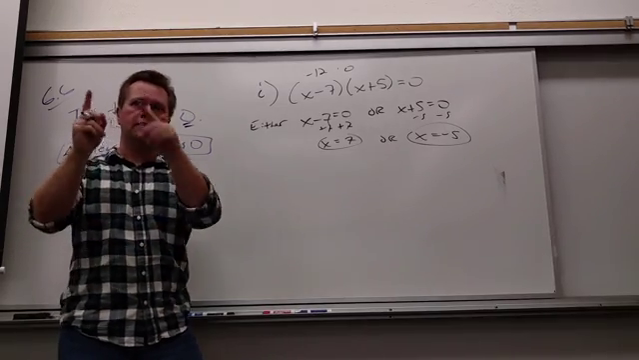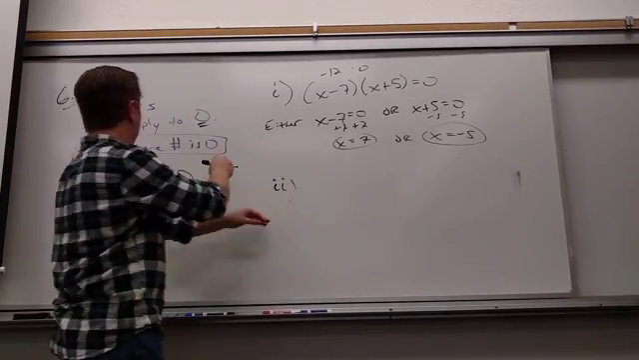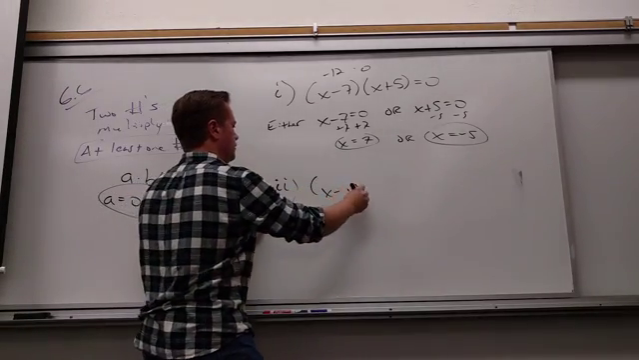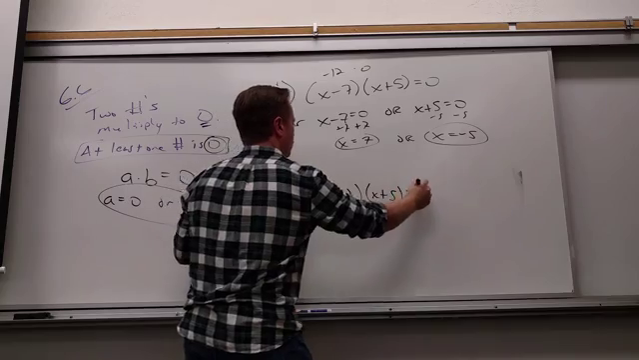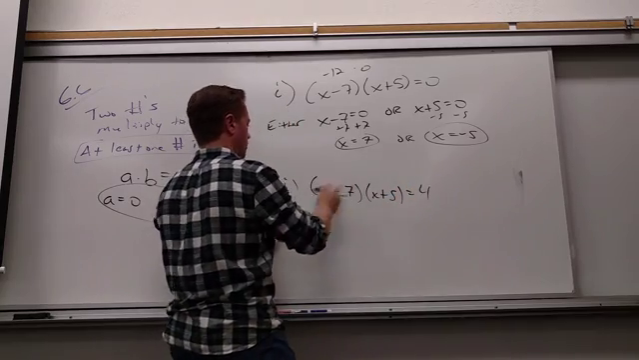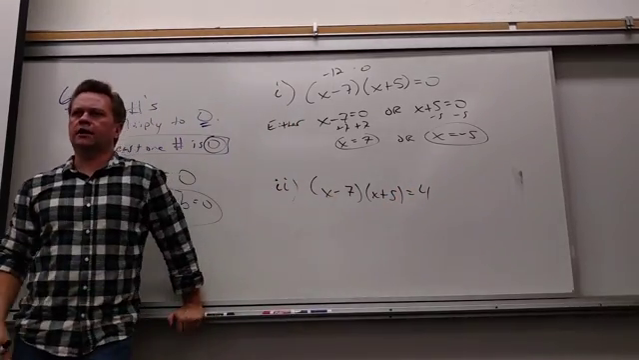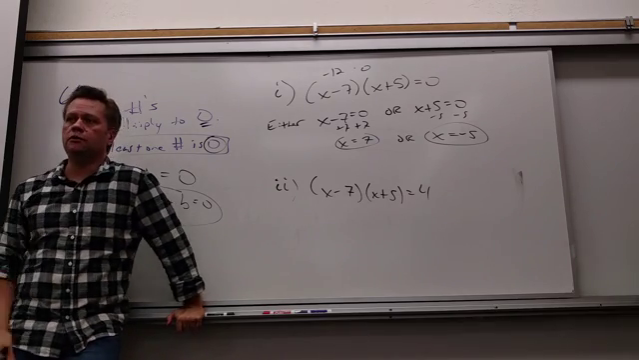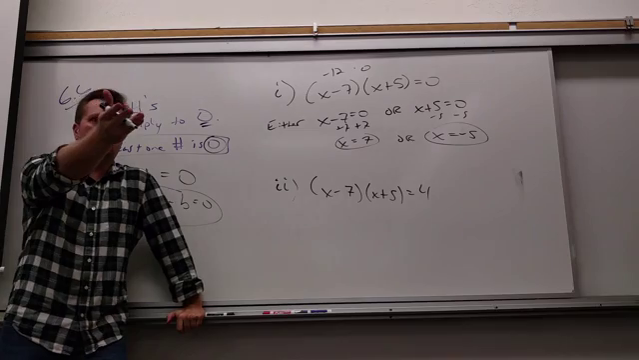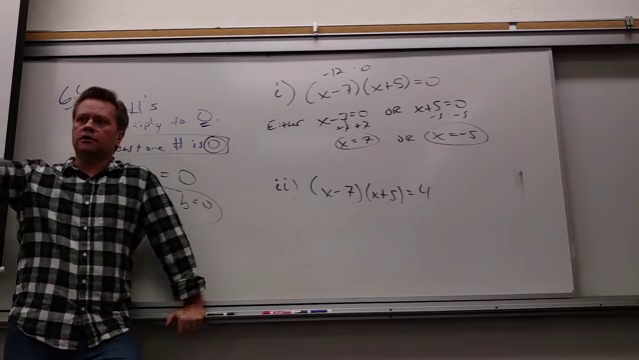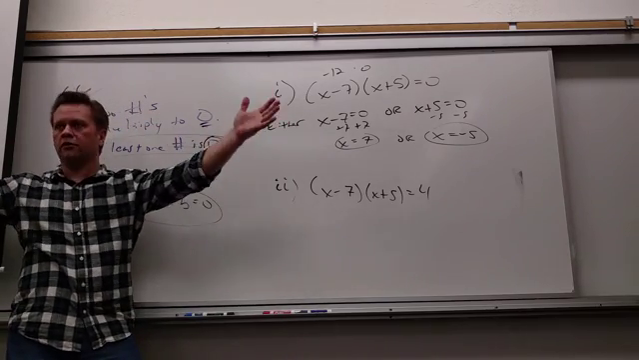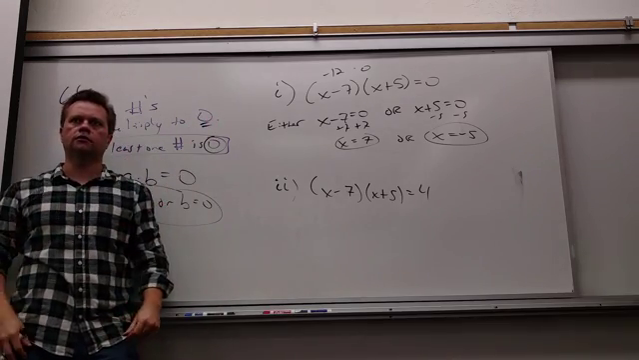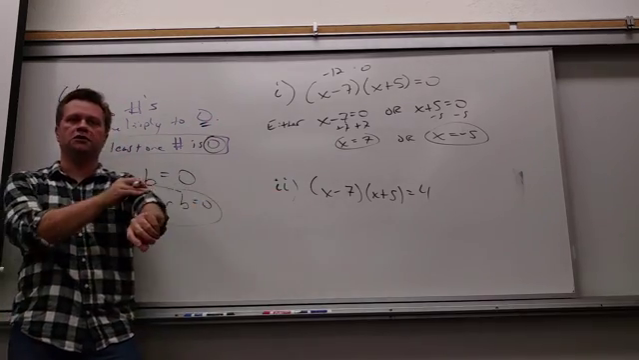The big mistake I see is related to the point I made about this number. If I had X minus 7 times X plus 5 equals 4, there's not a thing I can say. Neither one of them has to be 4. Neither one has to be 2, or 1, or negative 1. Because there's an infinite number of possibilities. I don't want that. There is a way to do that problem. We're going to get to it.